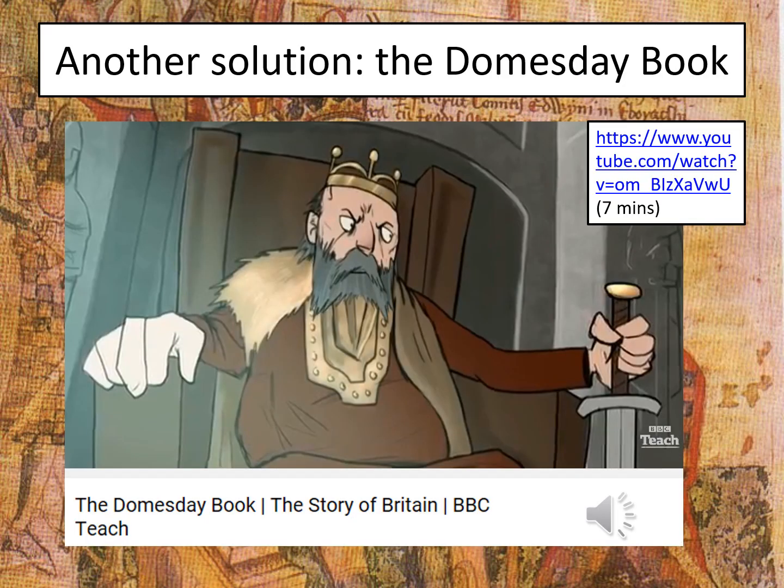The feudal system wasn't William's only solution. Another one that he came up with was the Domesday Book. Watch this video and then answer the questions on the following slide in your book. The link for the video will be below this YouTube video and it will also be found on Satchel 1 as well.